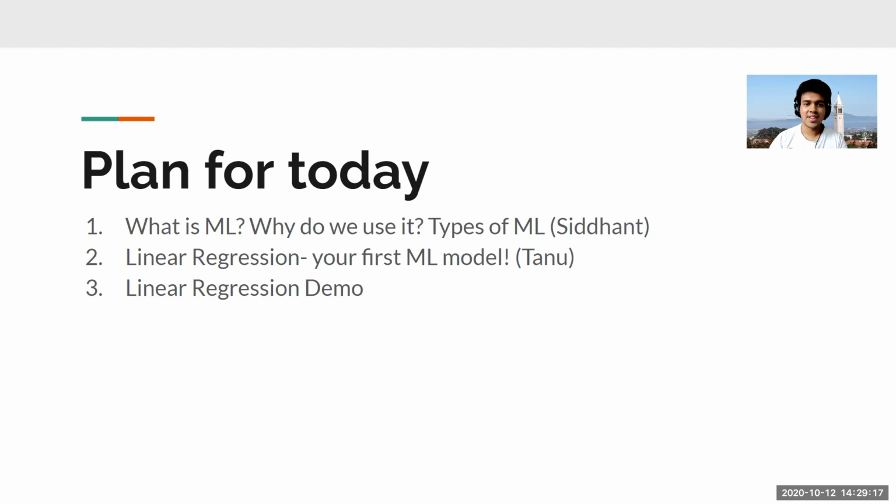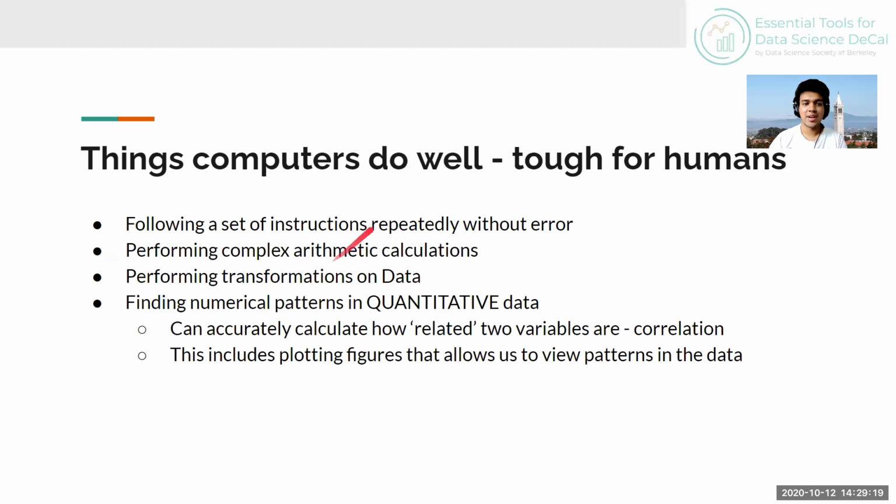So in order to start thinking about machine learning, we need to think about both the machine part of it as well as the learning part of it. So that necessitates thinking about what computers do well and what computers can't do so well, but humans can. So here are some things that computers do fairly well, but are difficult for humans to do.